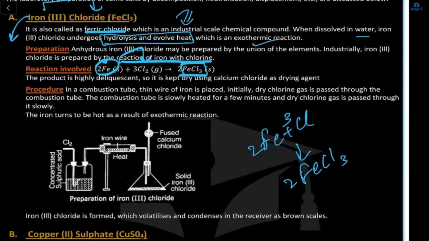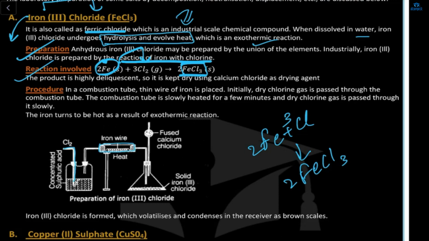Okay. Now, what is the procedure for this iron chloride? We looked into the preparation reaction, now what is the procedure? In a combustion tube, let's say this is a combustion tube, a thin wire of iron is placed here.